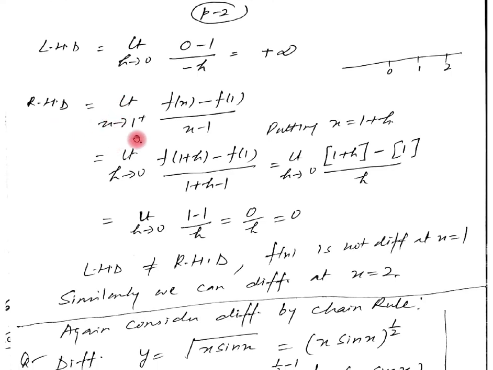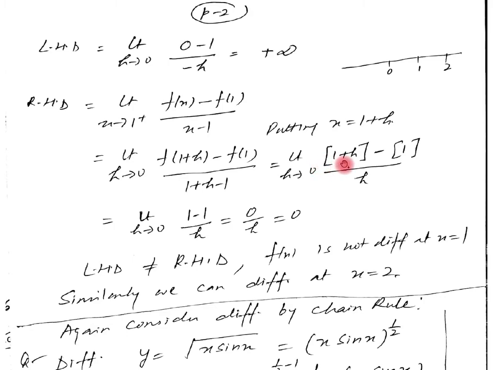Similarly, we will find out the right hand derivative. Limit x tends to 1 plus, f of x minus f of 1 upon x minus 1. Again putting here x equal to 1 plus h, it becomes limit h tends to 0, f of 1 plus h minus f of 1 upon 1 plus h minus 1. Again simplifying, limit h tends to 0, and putting the value in the function, the greatest integer of 1 plus h minus the greatest integer of 1, upon h.